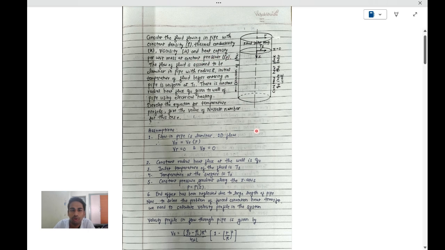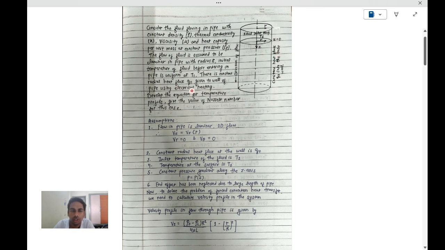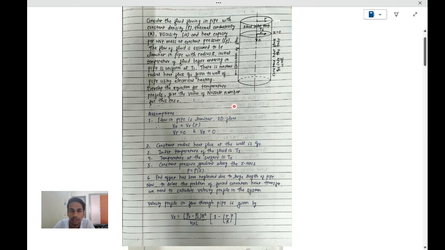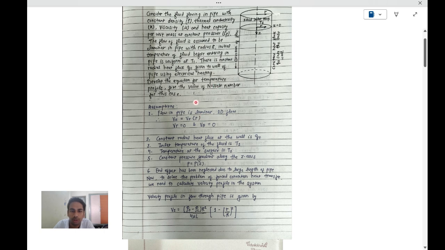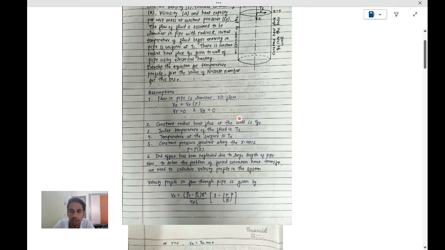The flow of the fluid is assumed to be laminar, and a constant radial heat flux Q naught is given to the wall of the pipe using electrical heating. In this problem, we need to develop the equation for the temperature profile and give the value of the Nusselt number in this case. So to solve this problem, we need to make certain assumptions.